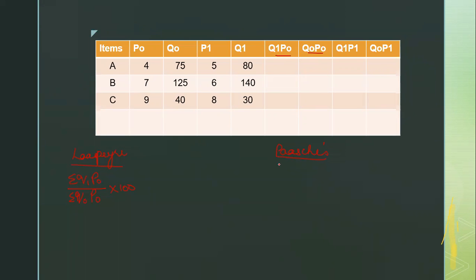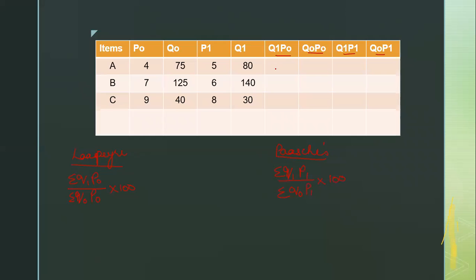And the Paasche's, what is the formula? Summation Q1P1 divided by summation Q0P1 into 100. Okay, so we need Q1P1 written here, and also we need Q0P1. So in the other formulas we require all the 4 informations. Okay, so we will calculate each value separately.